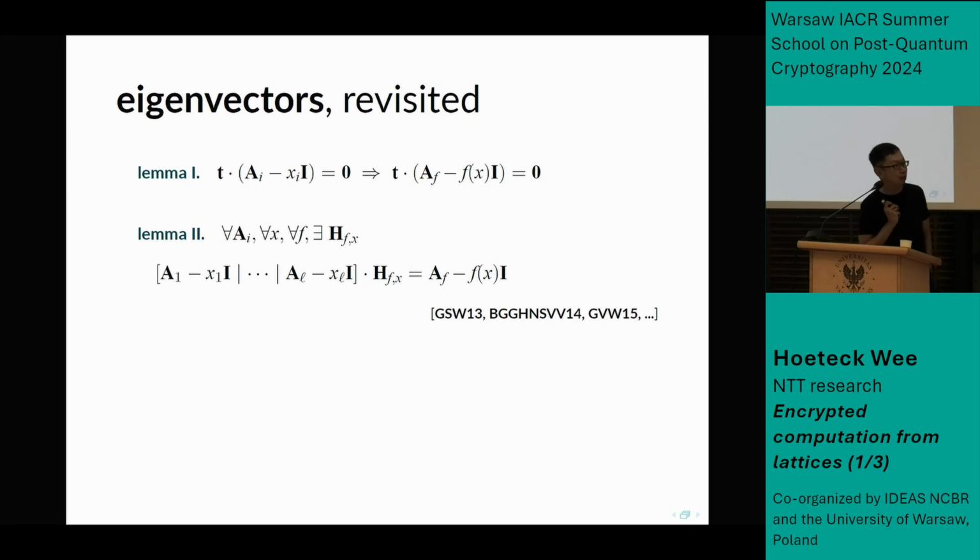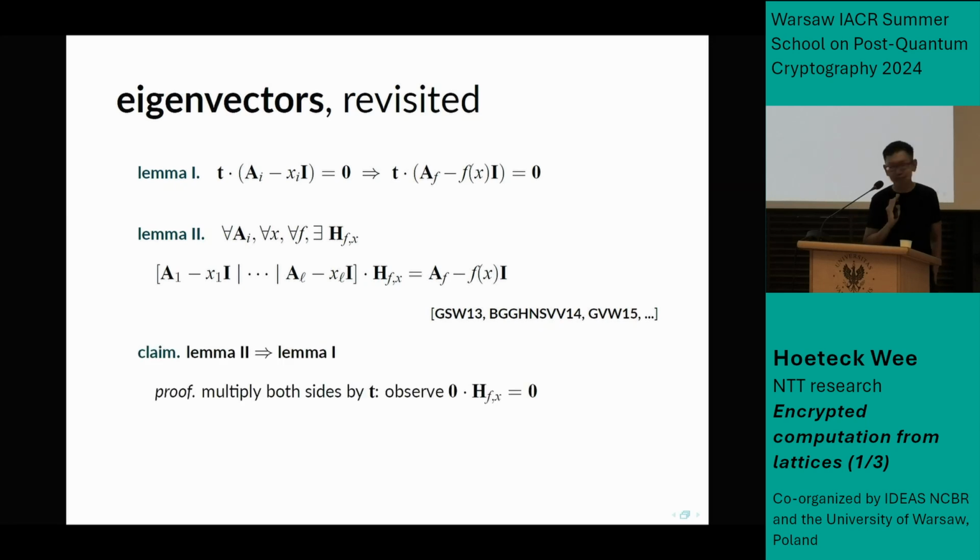Before telling you why such a statement may be true, let me convince you that lemma 2 is a strengthening of lemma 1. I want to show that lemma 2 implies lemma 1, and the proof is very simple. Why does lemma 2 imply lemma 1? Multiply both sides of 2 by t. On the left-hand side, the precondition for lemma 1 tells us that you're going to get 0 times the H matrix. And 0 times the H matrix is 0, so that means t times the right-hand side of lemma 2 is 0, which is exactly the right-hand side of lemma 1.